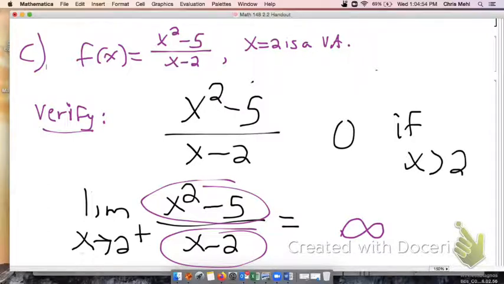It would probably be better to plug something like 2.1. Plug something really close to 2 that's bigger than 2 in. You're going to notice that 2.1 squared minus 5 is negative, but 2.1 minus 2 in the bottom is positive. And this expression is less than 0 if x is greater than 2, but close to 2, which is why the value of this limit would be negative infinity. Go graph this function and verify that.